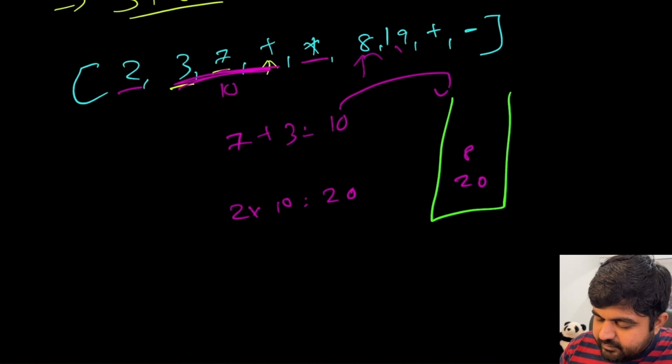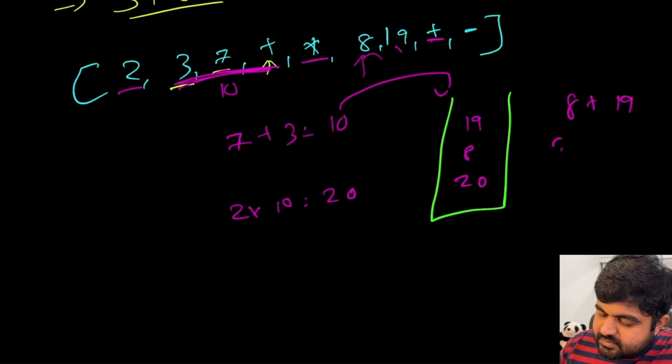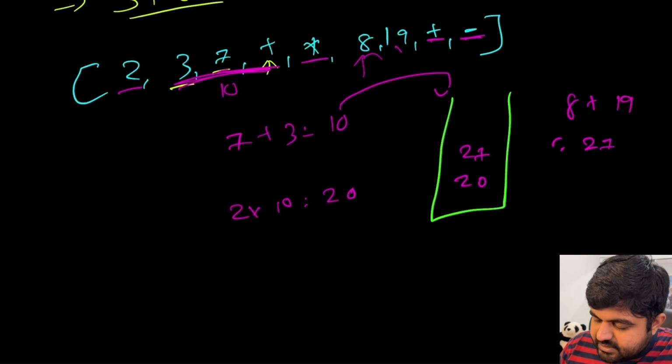Now we identify the value 8 and then the value 19, so let's push those. After doing that, we identify the symbol plus. For plus we do 8 plus 19, so the answer is 27. Because we popped out 19 and 8, we push 27 down, and then we have this minus operator. The last operation we do is 27 minus 20.